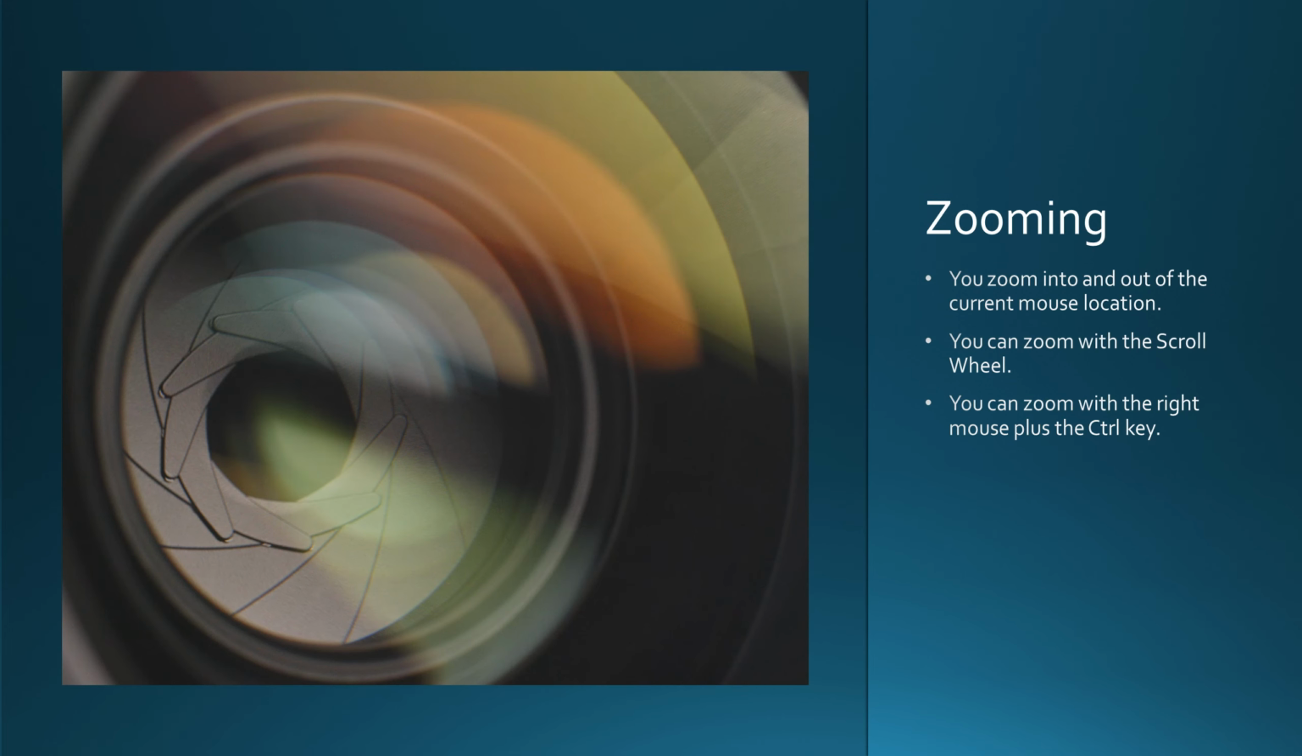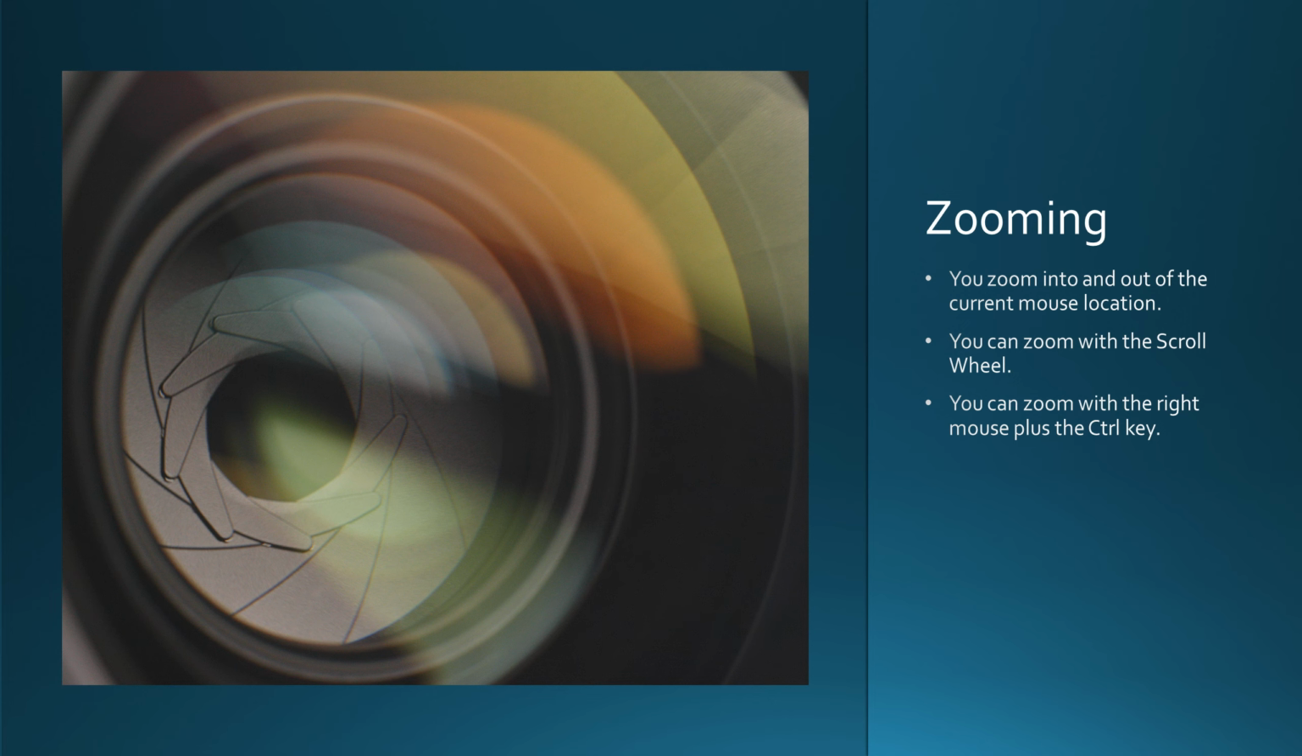I will start with how you zoom into and out of a scene. And the first point to note is that you will always zoom into the current mouse location. As you would expect, you can zoom in and out with the mouse scroll wheel. I found that okay, but it's a little coarse for fine scale adjustments.